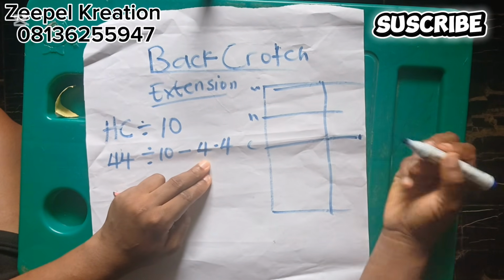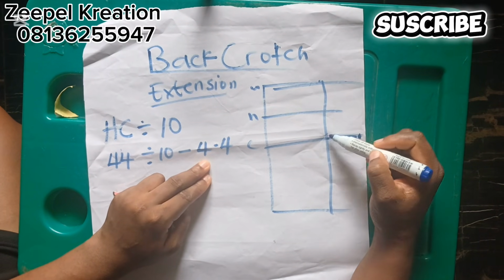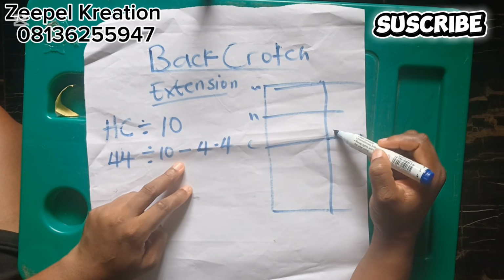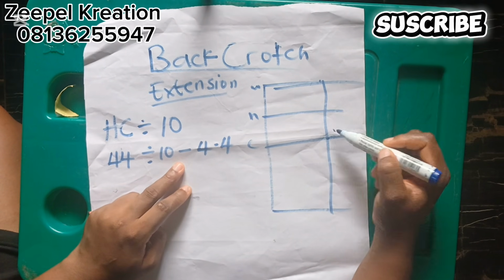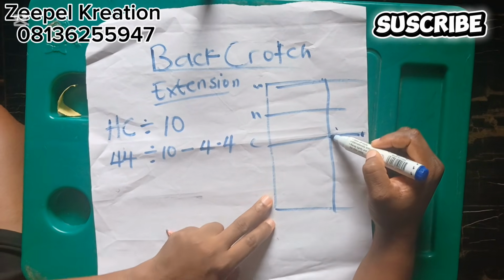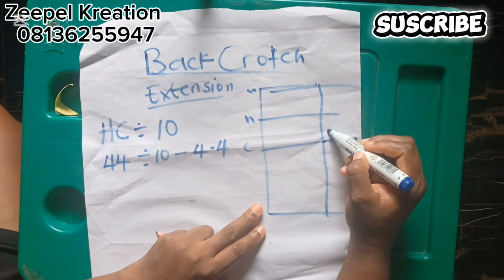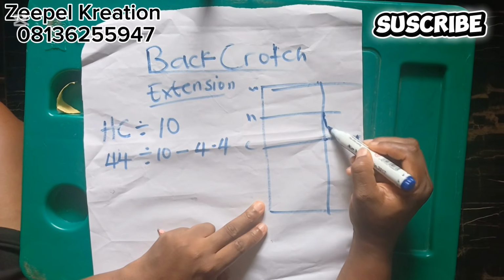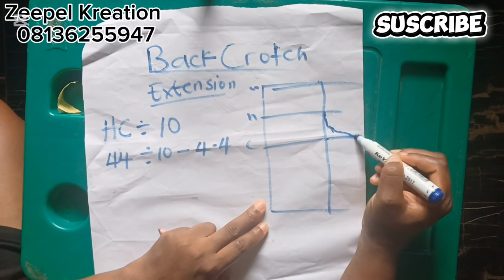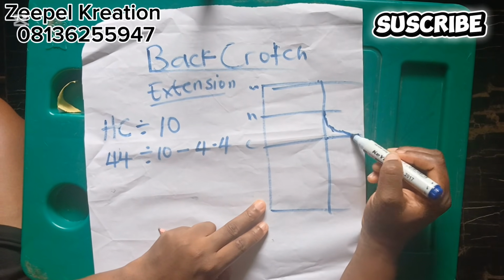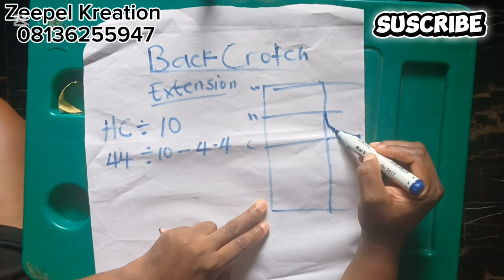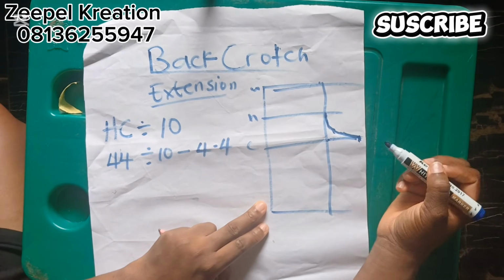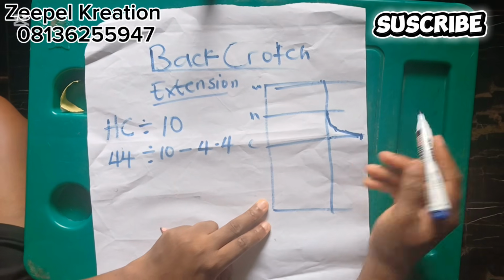Now remember, for the front crotch at angle 45, we went up by 1 inch. But for the back crotch extension at angle 45, we are going up by 2 inches. Go up by 2 inches. So you connect it from your hip point to meet your crotch line for the back crotch extension.